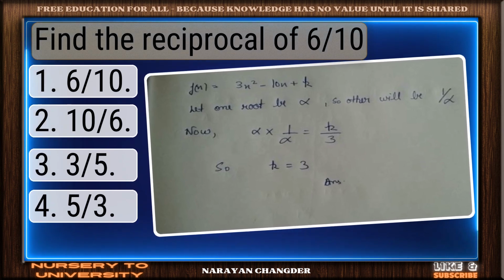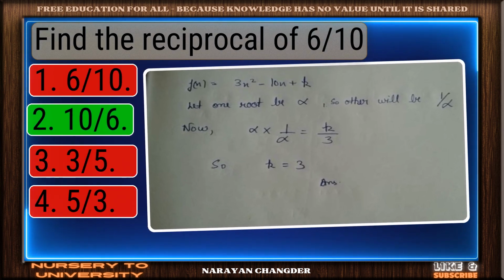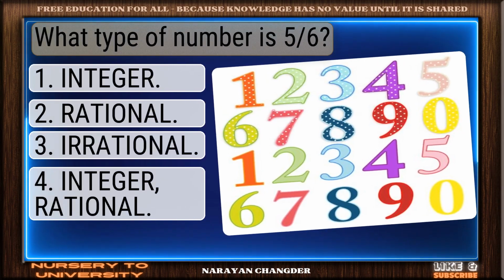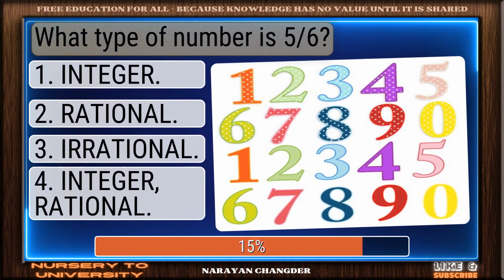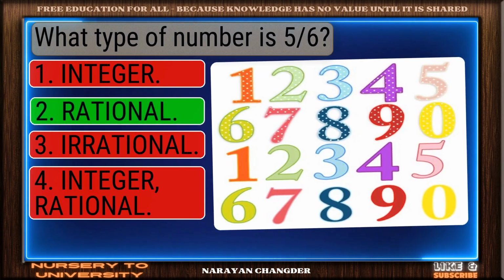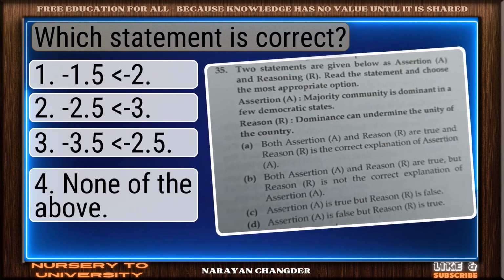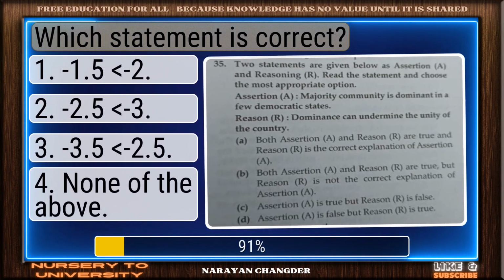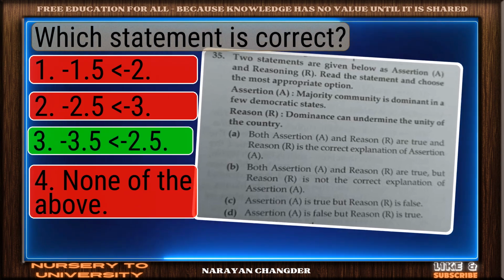Question number 155. Find the reciprocal of 6 to 10. Smart move. 10 is an accurate answer. Question number 156. What type of number is 536? Clear logic. Your choice rational is sound and 100% true. Question number 157. Which statement is correct? Excellent choice. 3.5 2.5 is the right answer.